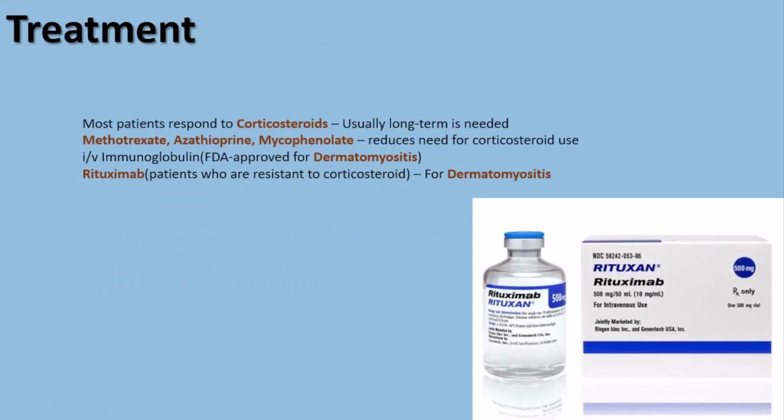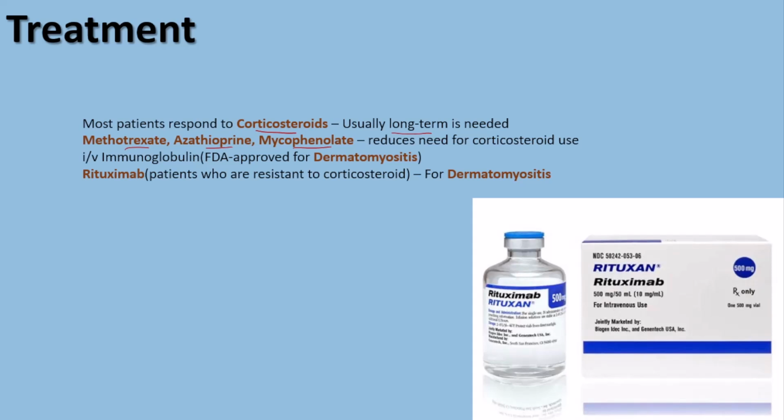So now let's talk about treatment of polymyositis and dermatomyositis. So most patients are going to respond to corticosteroids very well, and in order to control the disease activity and progression, you need to have long-term administration of corticosteroids. But if the corticosteroid dose needs to be reduced, we have other options as well. So methotrexate, azathioprine, and mycophenolate, all of them are immunomodulator drugs, and if you need to decrease the amount of corticosteroid administered to the patient, you can use these alternatives.